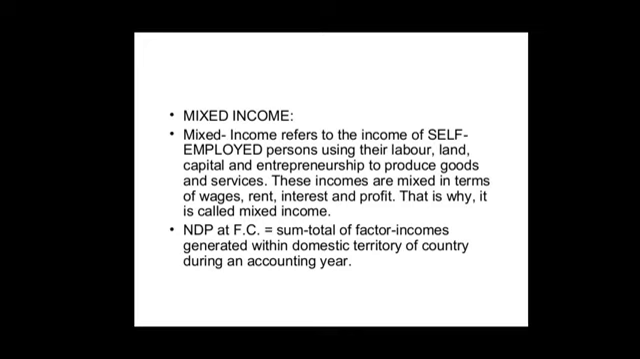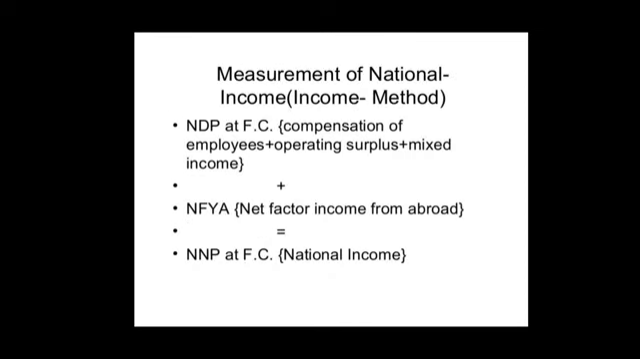By summing up the incomes paid out by all the sectors to production factors, we will get the domestic factor income, which is also called the net domestic product at factor cost. So, net domestic product at factor cost is equal to compensation of employees plus operating surplus plus mixed income.